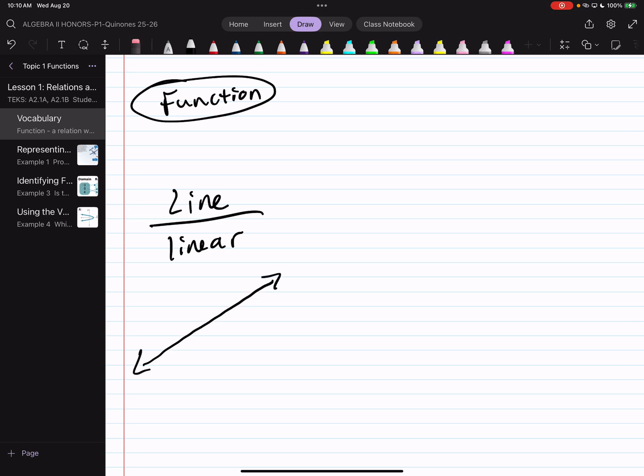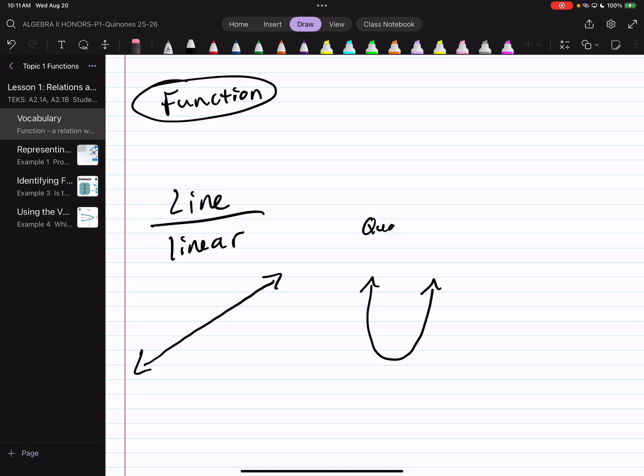What about our U-shaped function? What did we call that in Algebra 1? Someone else, raise your hand. It looks something like this. What do you got? It is quadratic. This is my quadratic function.